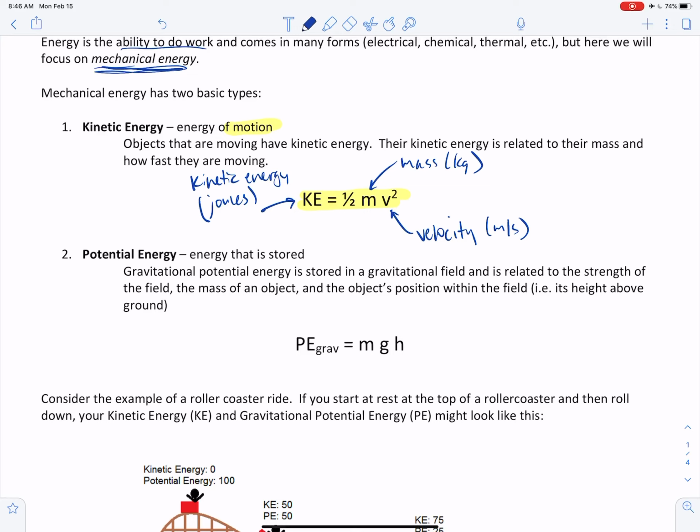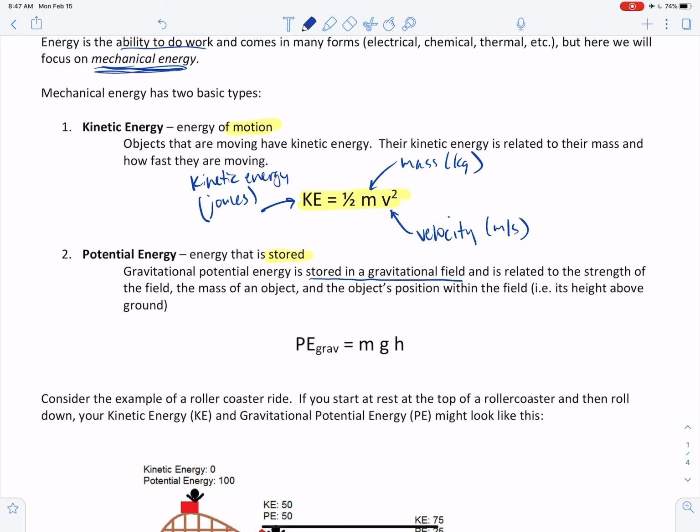But there's this other type of mechanical energy called potential energy. Potential energy is energy that is stored. I'm just going to focus on one type of potential energy in this video. There's gravitational potential energy, and there's another type called spring or elastic potential energy. I'm just going to focus on gravitational potential energy here. Specifically, gravitational potential energy is stored in a gravitational field. And it's related to the strength of the field, the mass of an object, and the object's position within that field. Specifically, its height above the ground if we're talking about Earth's gravitational field.